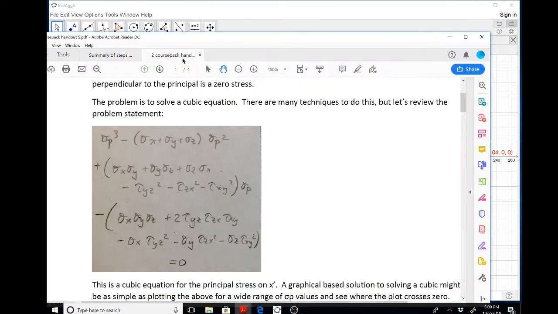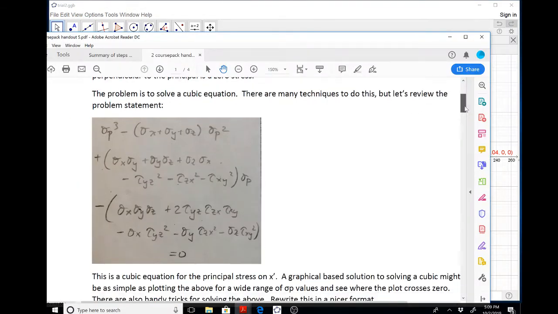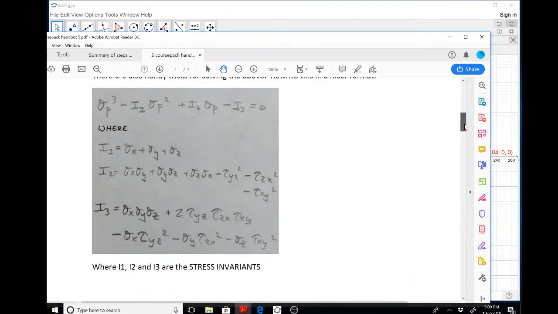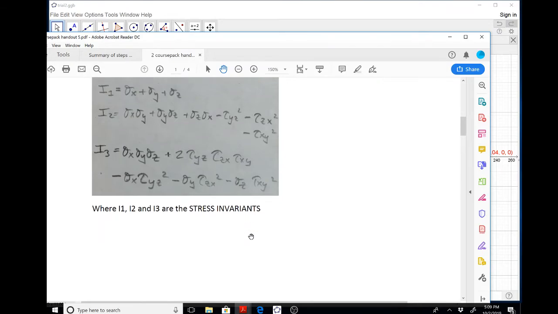And that is described in course pack 5, as are the invariants. The invariants, recall, mean that it is a set of 3 numbers based on stresses that are independent of the coordinate system. So any XYZ coordinate system will have the same three I1, I2, I3, which is why they're called invariants.